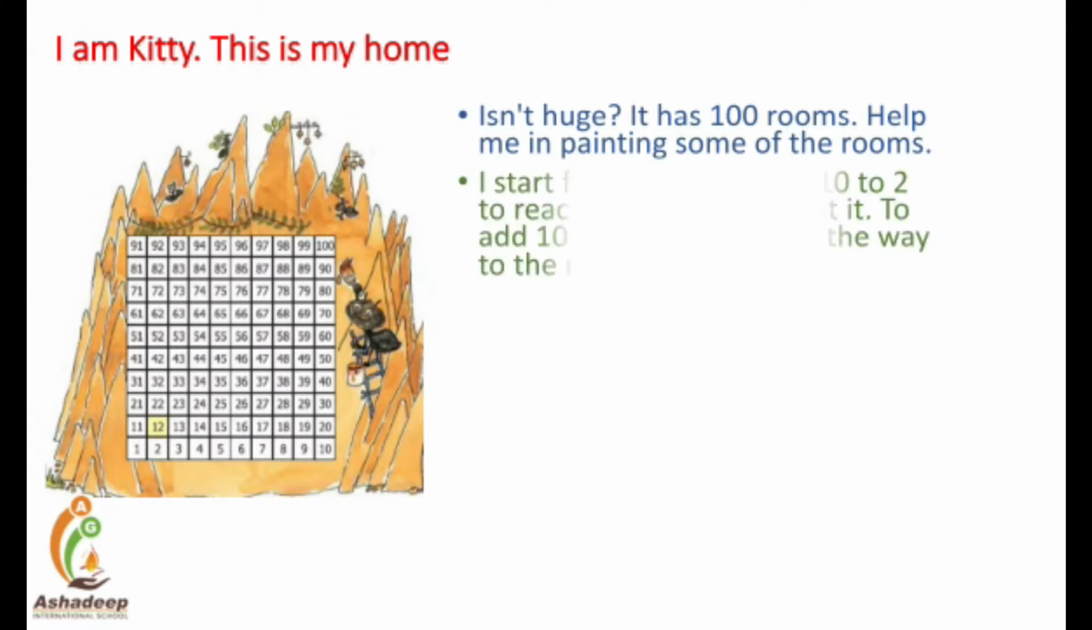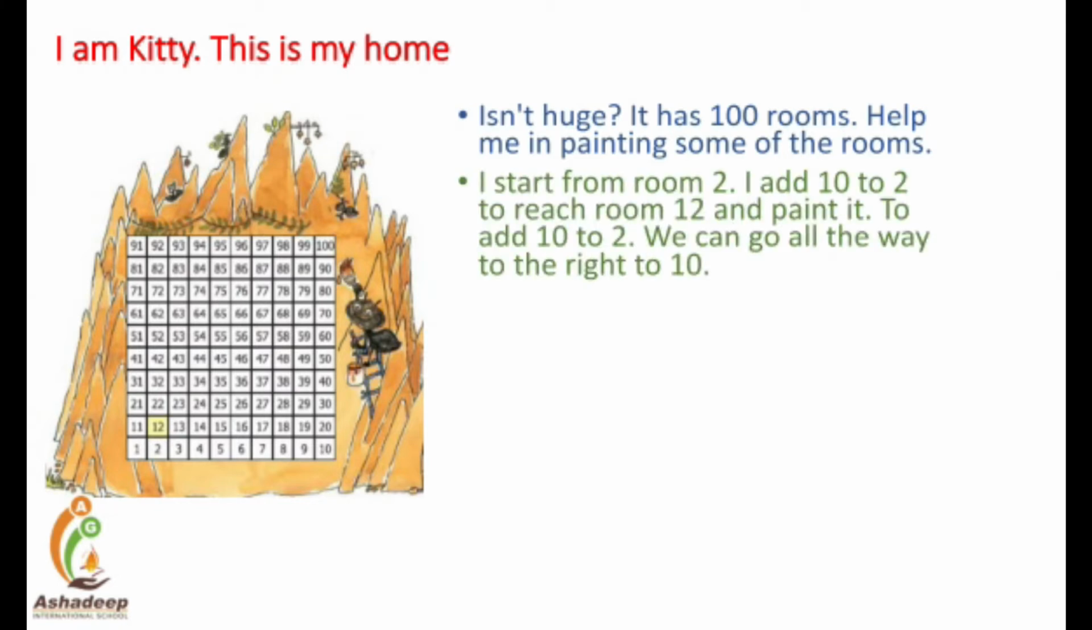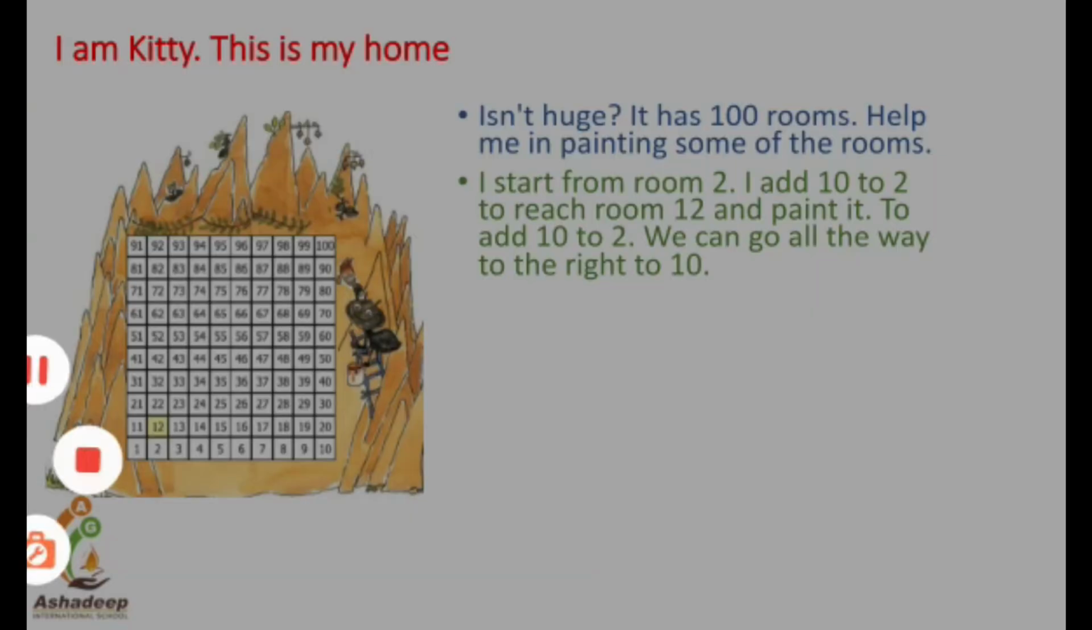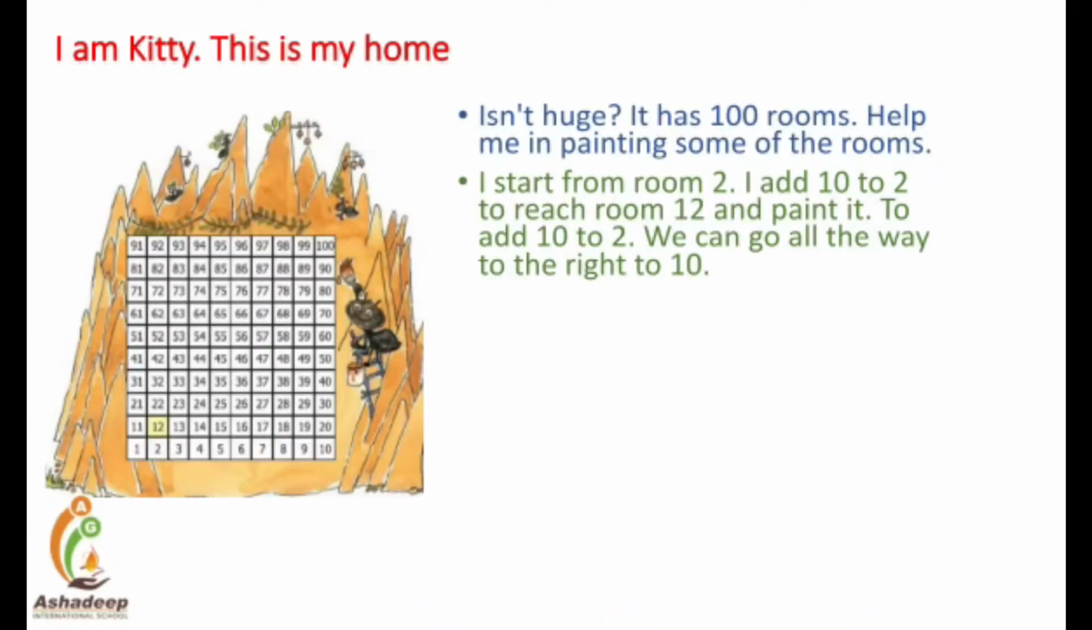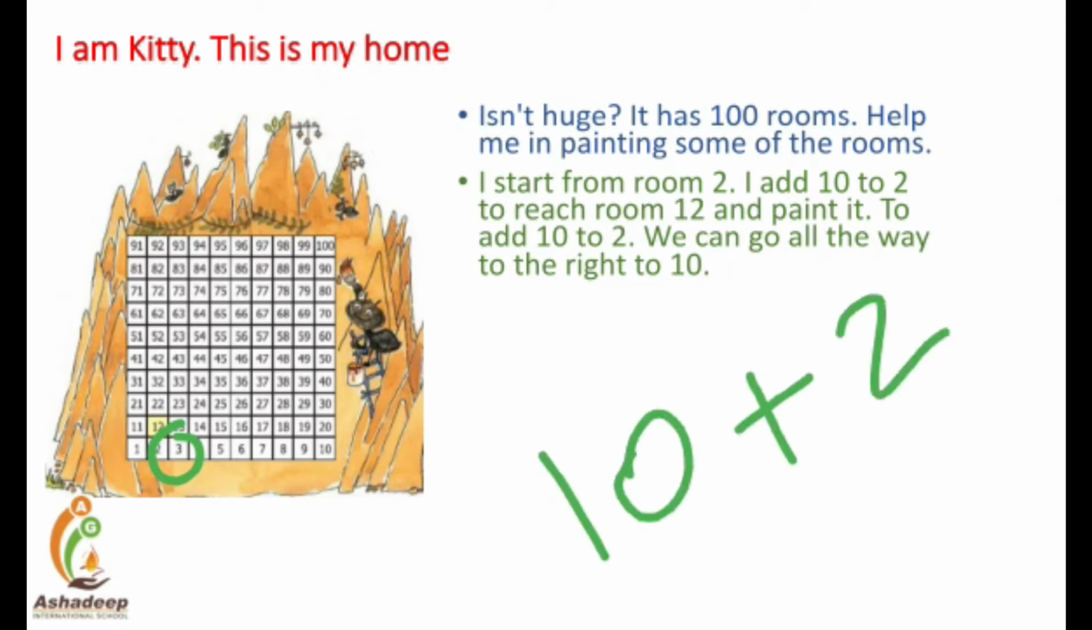See, how I start from room 2, means वो room 2 से start कर रहा है. Okay, so see. He is starting from room 2, right? Then I add 10 to 2, means 10 plus 2, to reach room 12, right? And paint it, और वो number को हमें room को paint करना है.